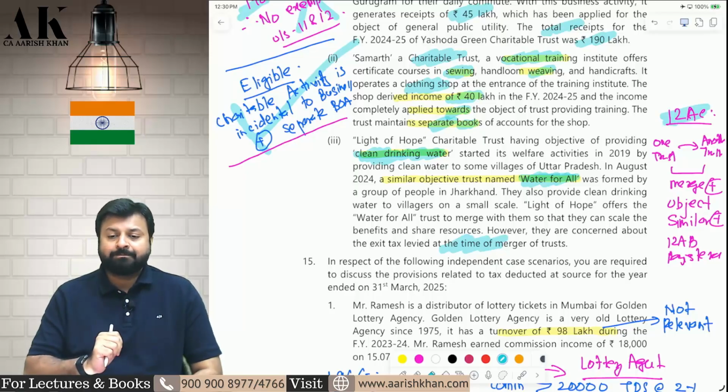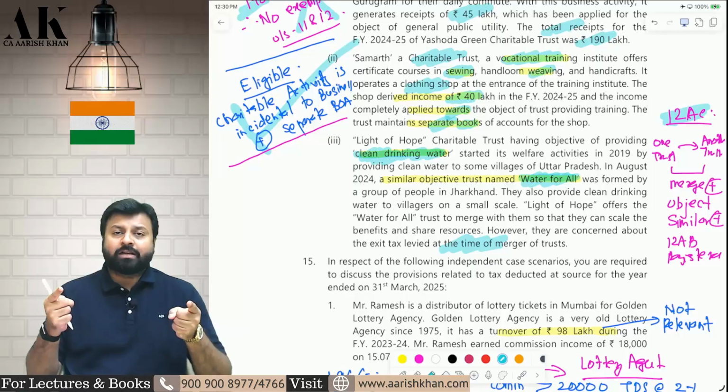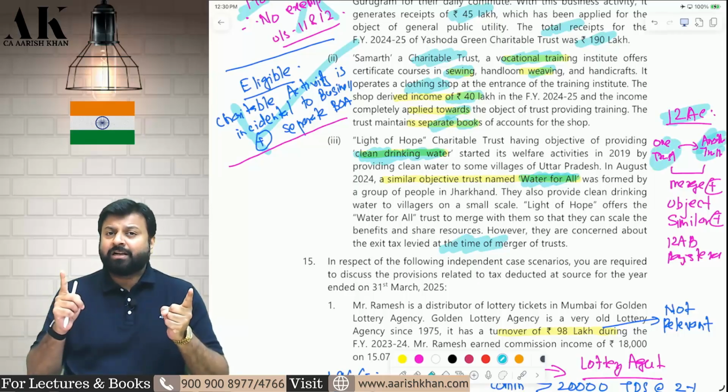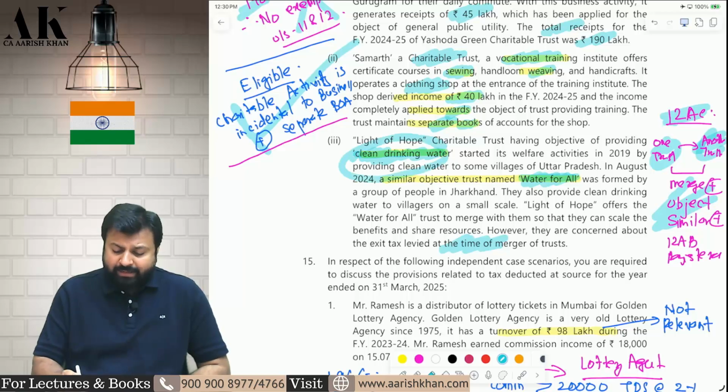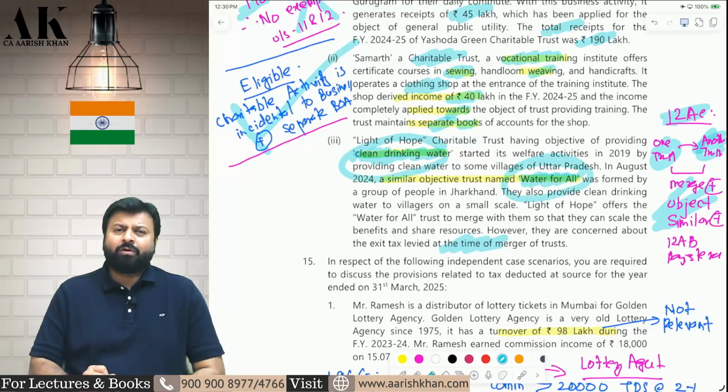Condition number 1, both of them should be registered trusts. One trust getting merged with another trust, both should be registered under 12AB or 10(23C). Second, their object should be similar. Here the objects are similar: drinking water, clean drinking water, water for all. It is a similar object. It is relating to water. So the object should be similar.